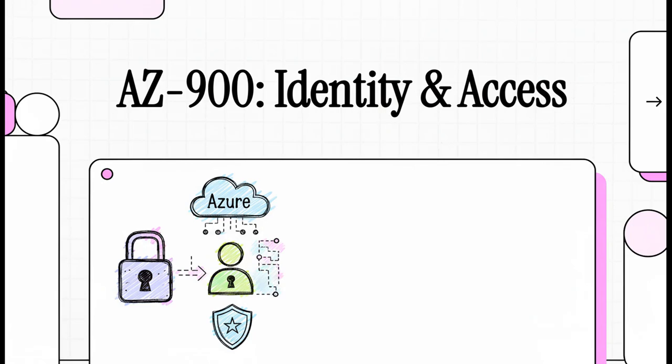Welcome to Day 7 of the AZ-900 Fast Track. Today, we're tackling the absolute heart of cloud security, identity and access management. I'm telling you, get this right, and you're not just passing a huge portion of the exam, you're learning how to build truly secure cloud environments from the ground up. Let's get right into it.